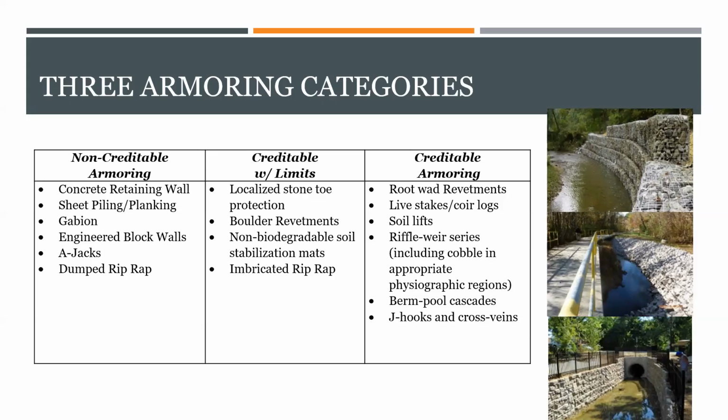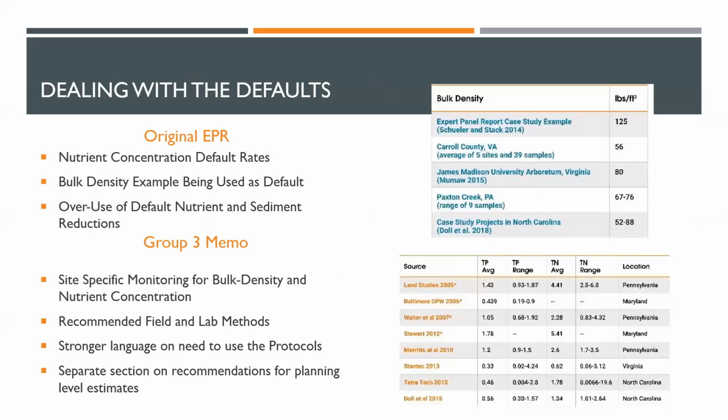Creditable with limits are some harder practices, but they are part of comprehensive approaches. They usually provide interstitial spacing for habitat. Those you can use on up to 30% of your banks before you start getting dinged. And then creditable are your softer, more natural bank protection approaches, and those are fully creditable.